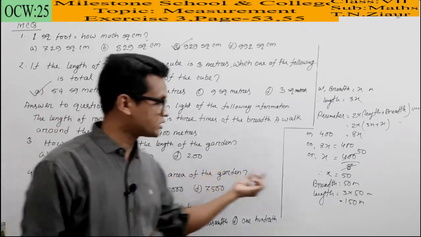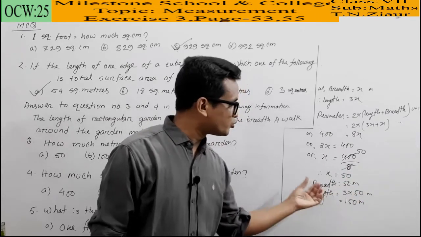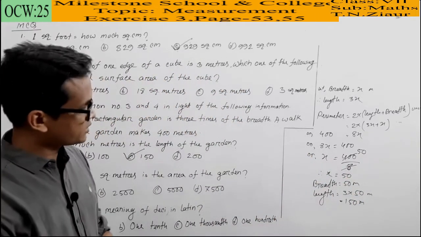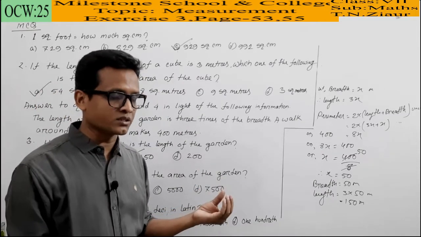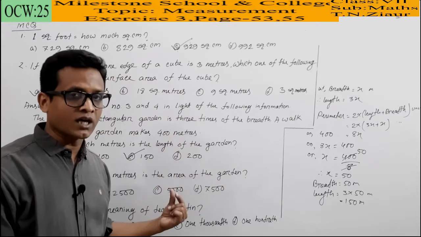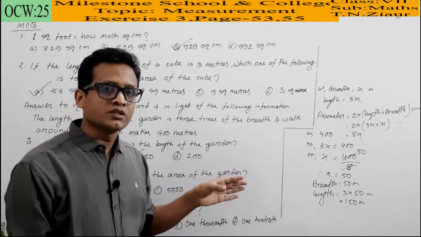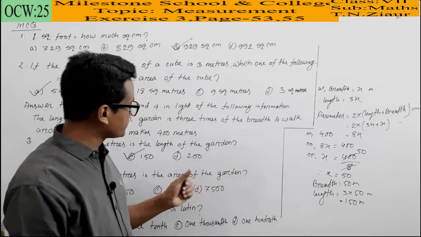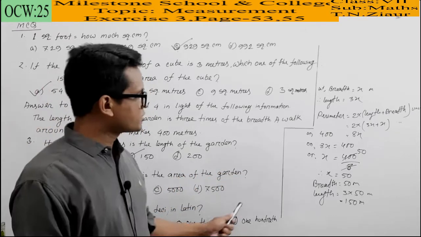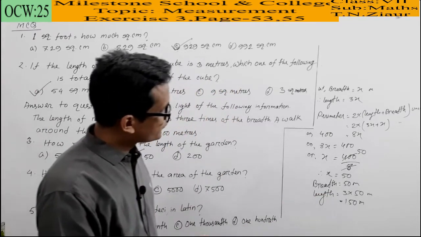So breadth is already solved: breadth is 50 and length is 150. Now just multiply length into breadth to get the area of the garden. It is a rectangular garden, so the area of a rectangle is equal to length into breadth, that means 150 into 50. Breadth is 50 meter and length is 150 meter.